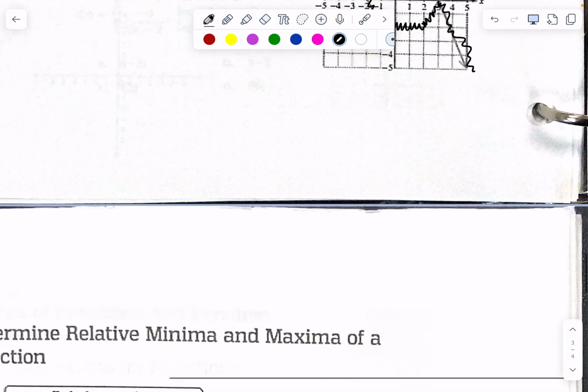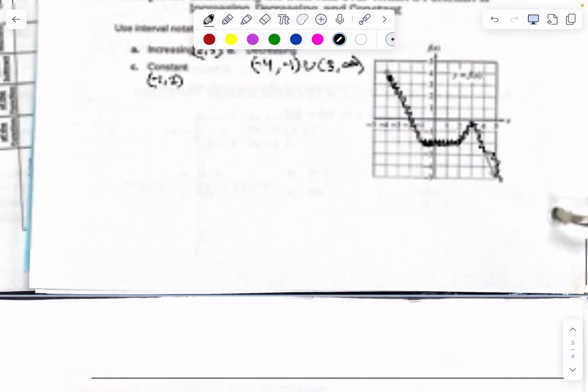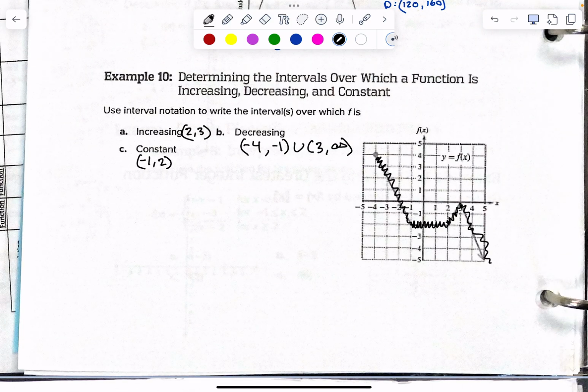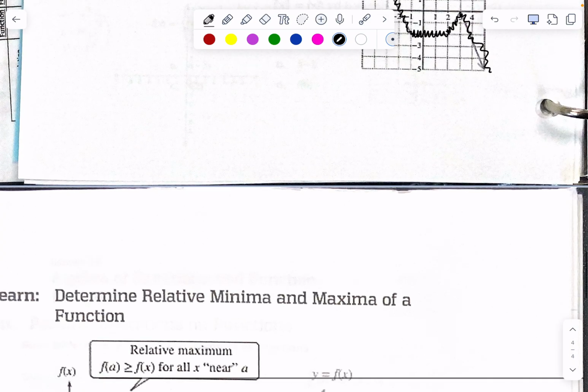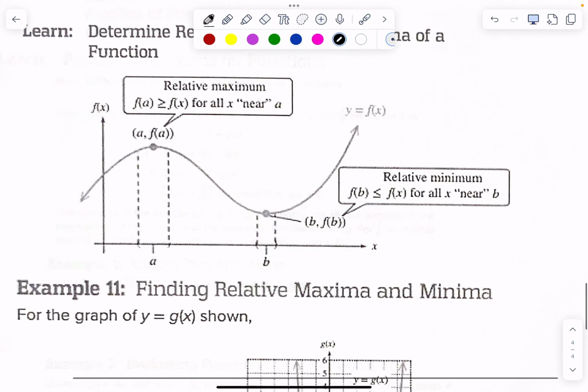That was example 10, and now we have maxes and mins. Perfect. This is going to lead so well into what we're doing next in calculus. You guys are going to love this. We do increasing, decreasing, maxes, and mins, but we do them with derivatives. You're going to love it. I love it. Okay.